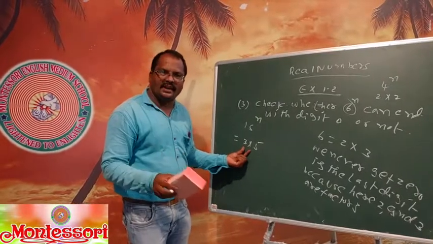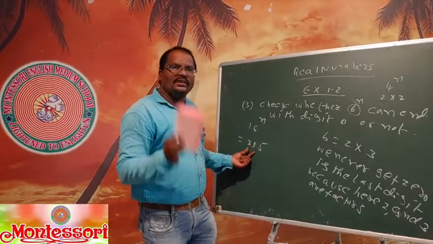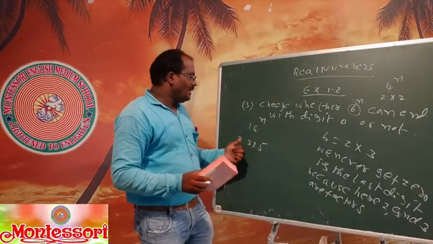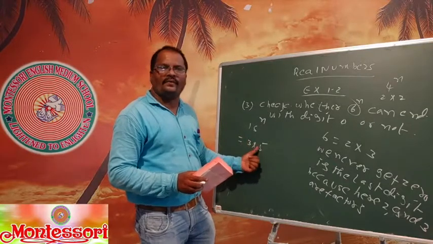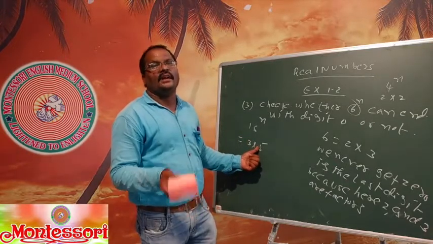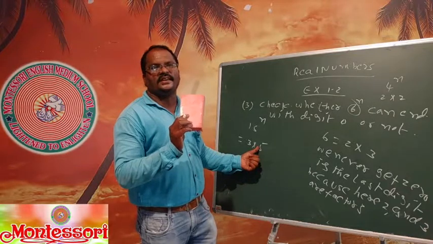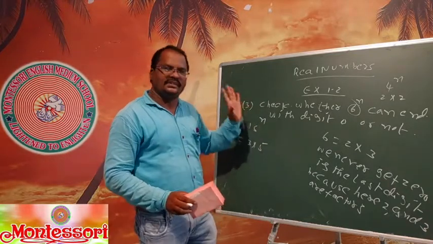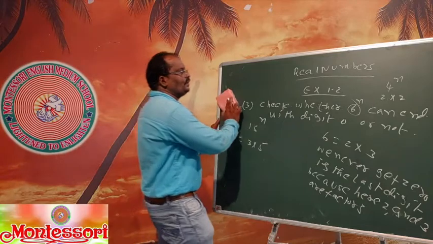So what is our answer? For a number to have last digit 0, the number should have the factors 2 and 5. If it has other factors, the number never ends with the last digit 0. This is the answer for this question. Now write the next question.